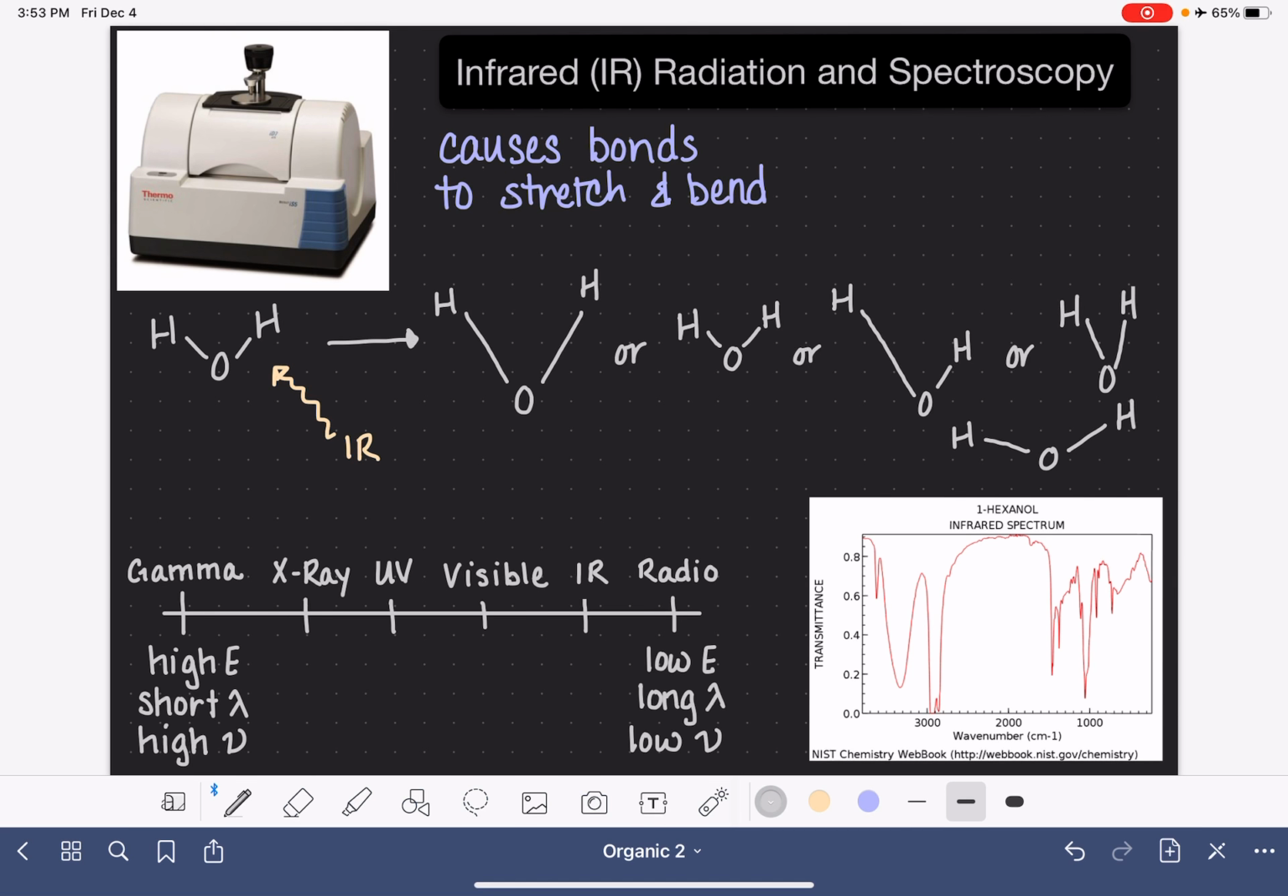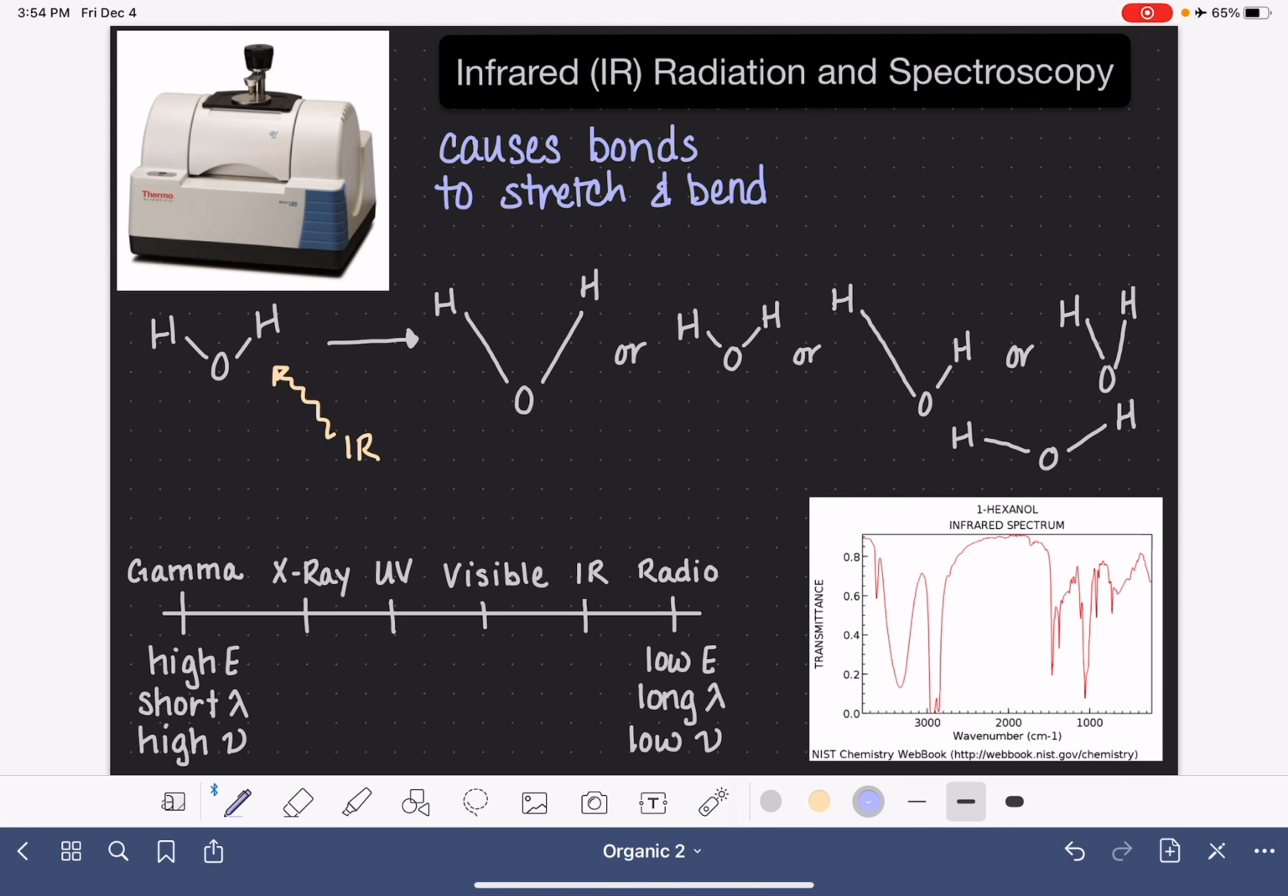So all different types of motions are taking place as infrared radiation is interacting with any molecule. Water is an easy one to draw because it's small, but for all molecules, when infrared radiation interacts with the bonds, they begin to stretch, compress, bend, and do all kinds of different movements. Infrared spectroscopy is a type of analysis that allows us to measure the wavelengths of infrared that are being absorbed by a molecule, causing that molecule to undergo all of these different types of stretches or bends.